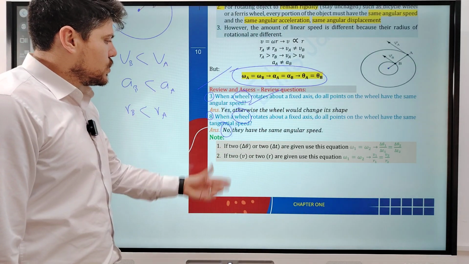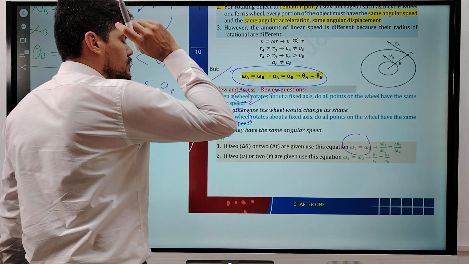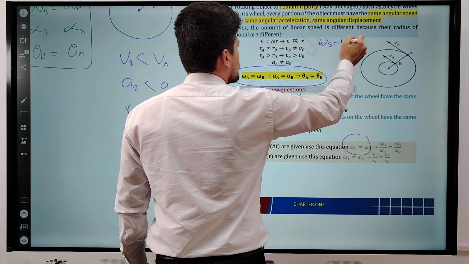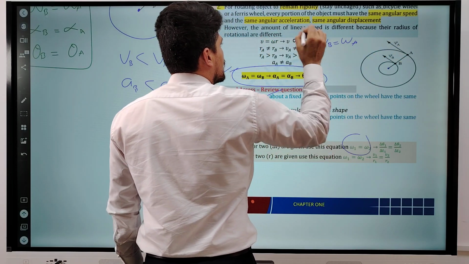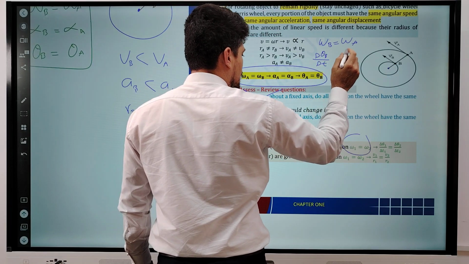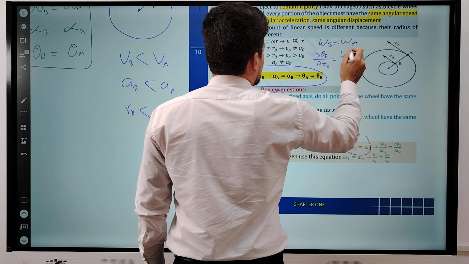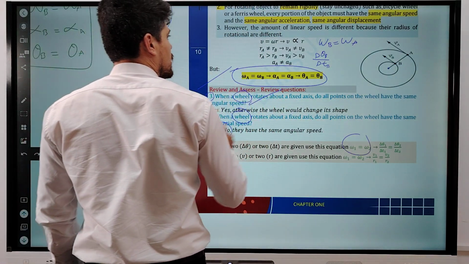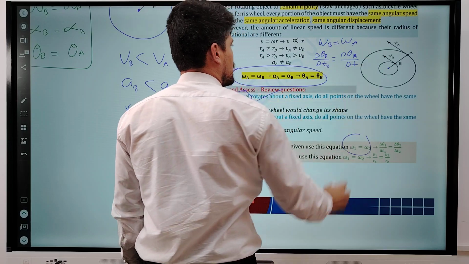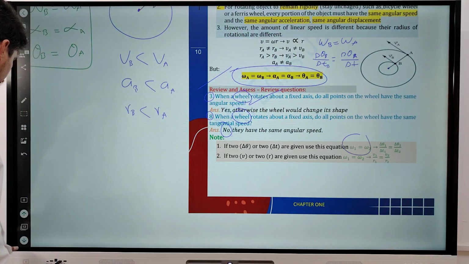Okay? If delta theta or delta t are given in the question, you can use this equation because for every point on the rigid body, omega B is equal to omega A. What is the equation of omega? Theta B divided by t is equal to omega, is equal to theta A divided by t. Okay, and also you can write down v1 over r1 is equal to v2 over r2.